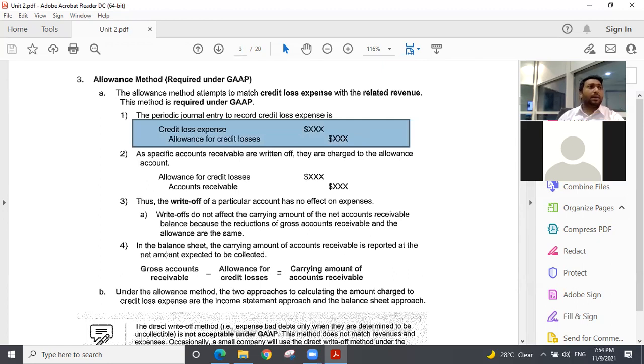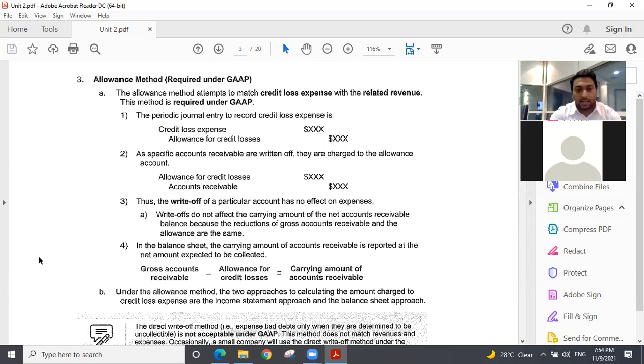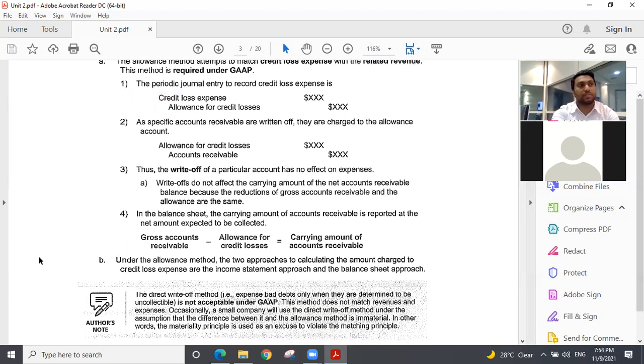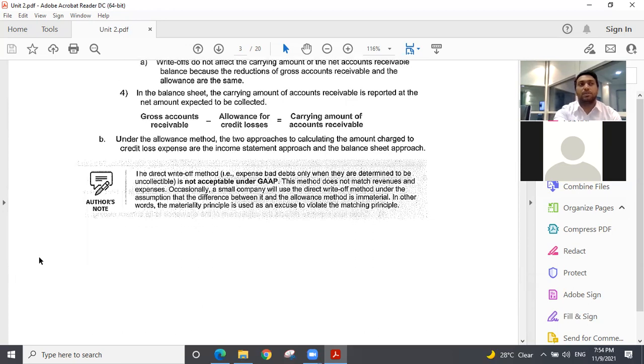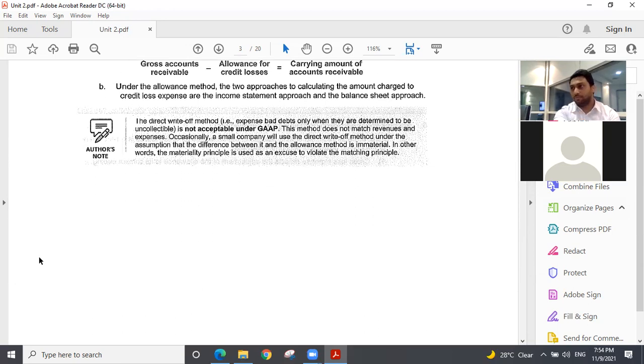Then in the balance sheet, the carrying amount of accounts receivable is reported as the net amount expected to be collected. That is gross accounts receivable minus allowance for credit losses. That is the carrying amount of the accounts receivable. Then under the allowance method, the two approaches to calculating the amount charged to credit loss expenses are the income statement approach and the balance sheet approach. The income statement approach means we calculate the provision on the basis of the percentage of sales. And the balance sheet approach means we take a percentage of the accounts receivable.